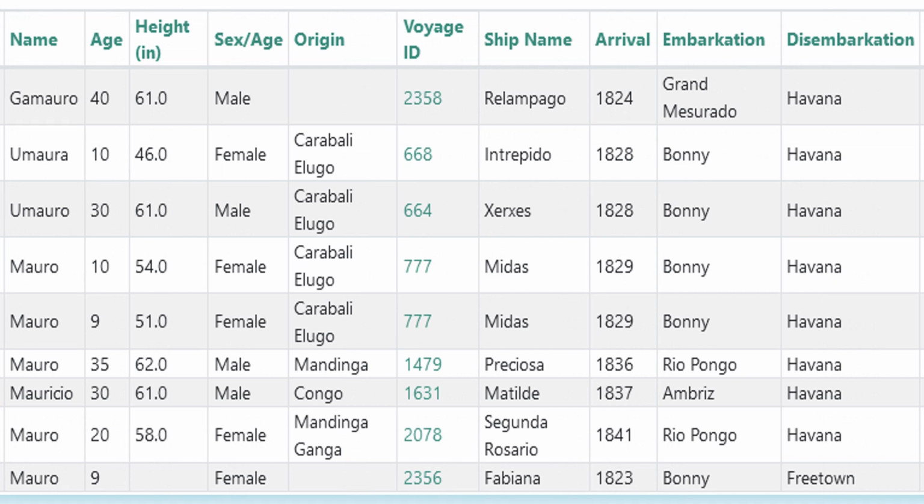And now you can see a number of names with the MAUR. Now, interestingly, these individuals are embarking in Bani and Rio Pongo. But if you note, they are largely landing in Havana. And if you look in the middle, you can see the origin of the people. And you see quite a bit of variety in terms of the origin. But what is consistent is that you have these Latin-based ship names.